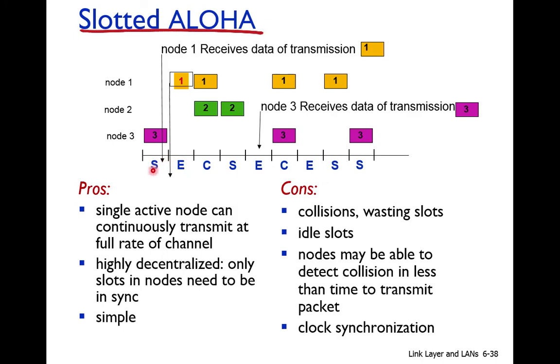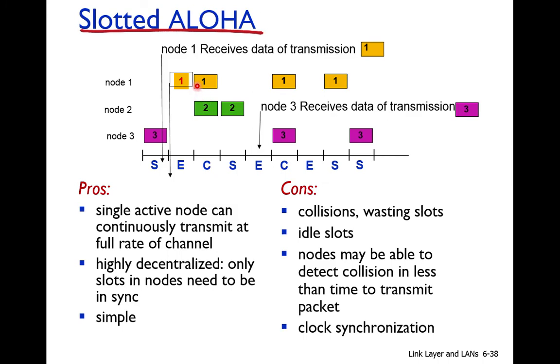Here S means successful. In this slot, node 3's data is transmitted safely. Other nodes are not transmitting, so this data will be received correctly, without collision. It is not E. E means empty, but this slot is not empty because it is transmitting data.